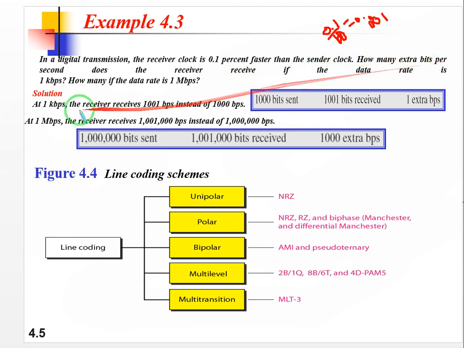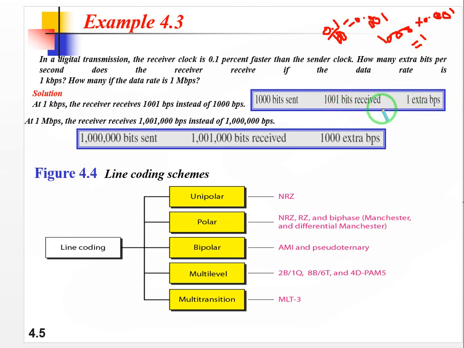How many extra bits per second does the receiver receive if the data rate is 1 kbps? Your data rate is 1 kbps and the receiver clock is faster by 0.001, so 1000 multiplied by 0.001 is 1. So 1000 bits are sent by the sender, and one bit is more because the receiver clock is faster. So 1000 plus 1 is 1001 bits received, one extra bit per second.